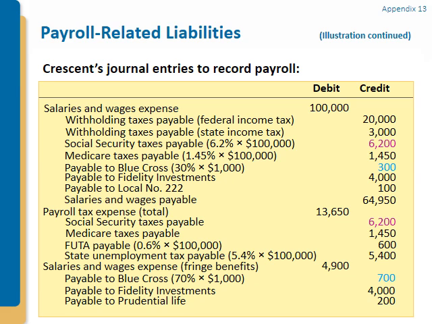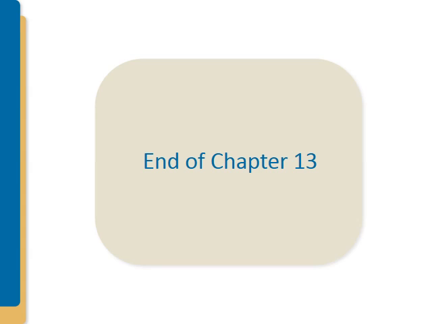To record the payroll tax expense, payroll tax expense will be debited, and Social Security taxes, Medicare taxes, FUTA payable, and state unemployment tax payable will be credited. Salaries and wages expense will be debited, and fringe benefits and the payables to Blue Cross, Fidelity Investments, and Prudential Life will be credited. This concludes Chapter 13.